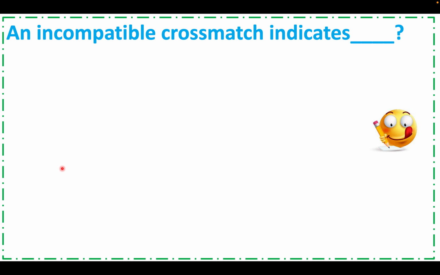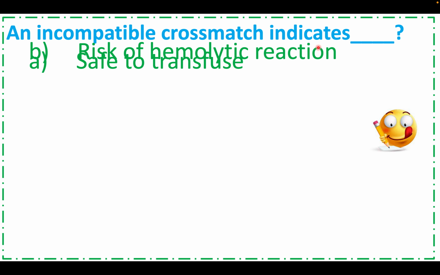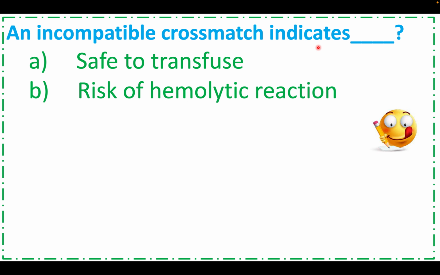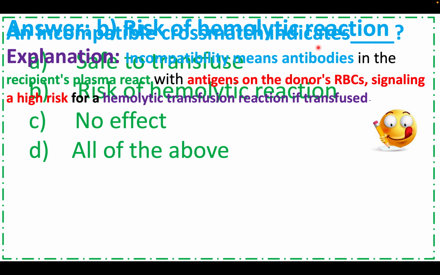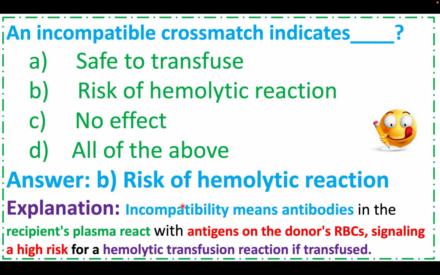So this is the last MCQ. An incompatible crossmatch indicates option A, safe to transfuse, B, risk of hemolytic reaction, C, no effect, and option D, all of the above. So the correct option is B, risk of hemolytic reaction. The incompatibility means antibodies in the recipient plasma react with antigens on the donor RBCs, signaling high risk for hemolytic transfusion reaction if transfused.